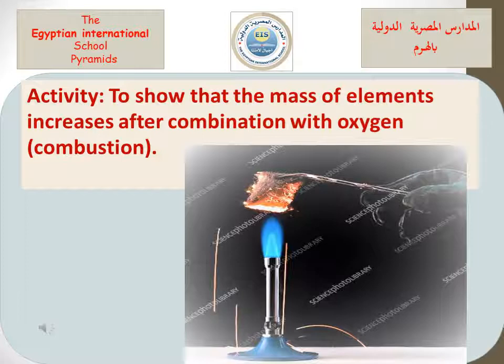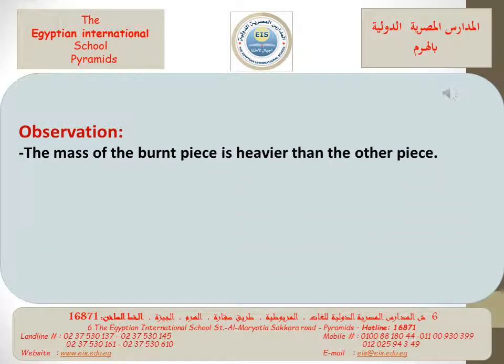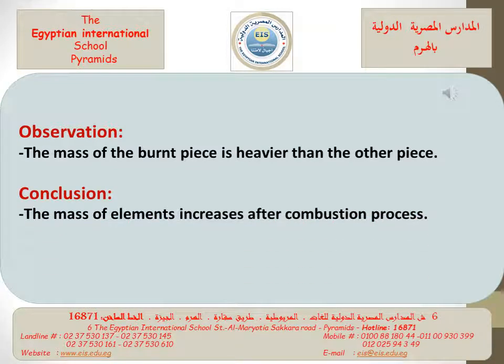And then I will compare between the mass of the burned piece of the cleansing wire and the other piece by using a balance scale. What I will observe when I compare the mass of the burned piece and the mass of the other piece which isn't burned is that the mass of the burned piece is heavier than the other piece. So, as a conclusion, the mass of elements increases after the combustion or burning process.